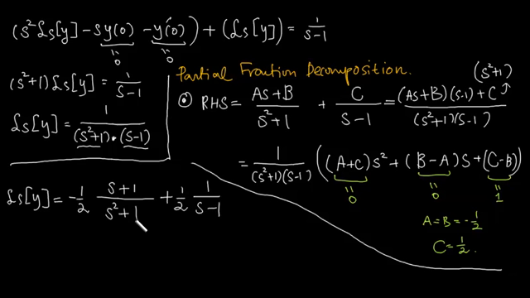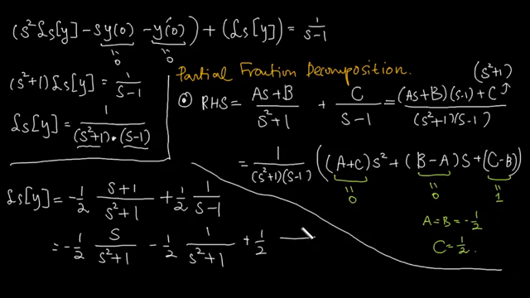So now this one can be easily separated into the familiar terms that appear in the table. So they go like this: negative 1/2 s over s squared plus 1, negative 1/2 times 1 over s squared plus 1, and positive 1/2 times 1 over s minus 1. So after you decompose it like this, this was a term that appeared in our table, and this was a term that appeared in our table, and this one also.